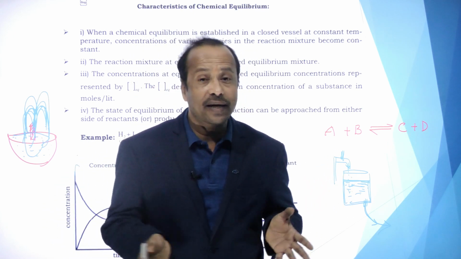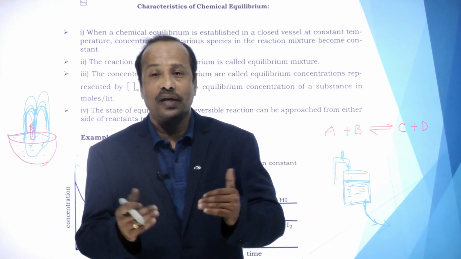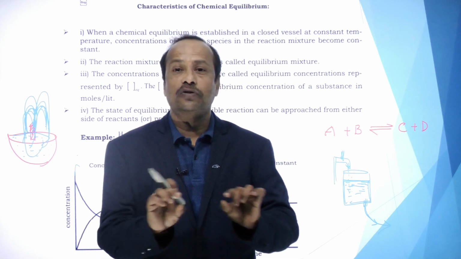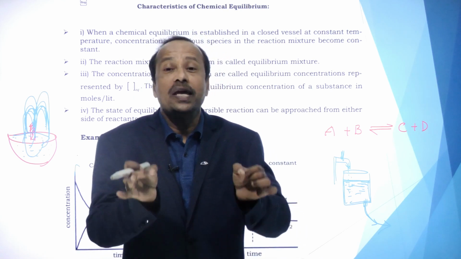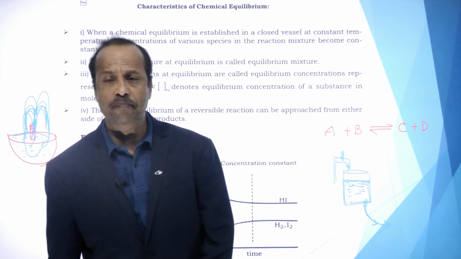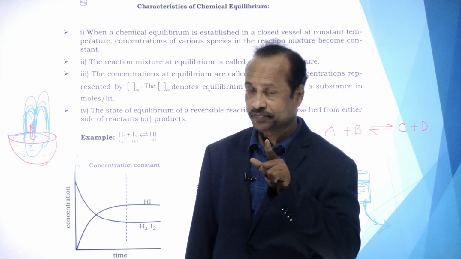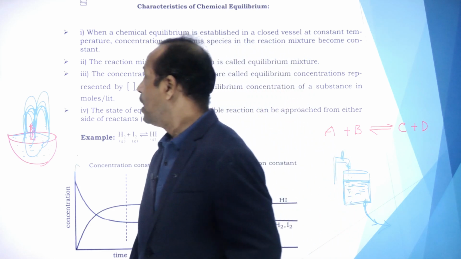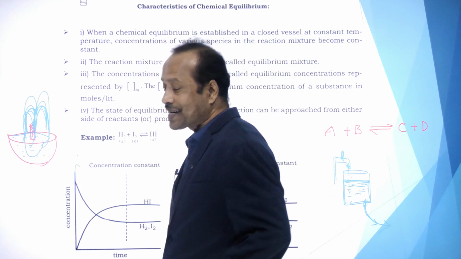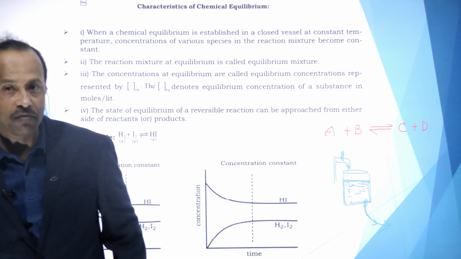What is the rate? Rate of forward reaction is equal to rate of backward reaction. So this stage is called equilibrium. What is called equilibrium? This we already discussed in the last class, right? Yes. So now we see what are the characteristics of the equilibrium.